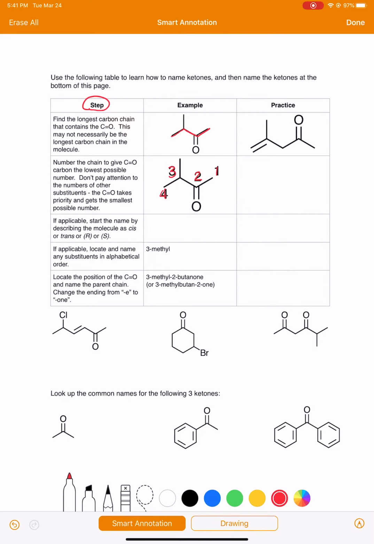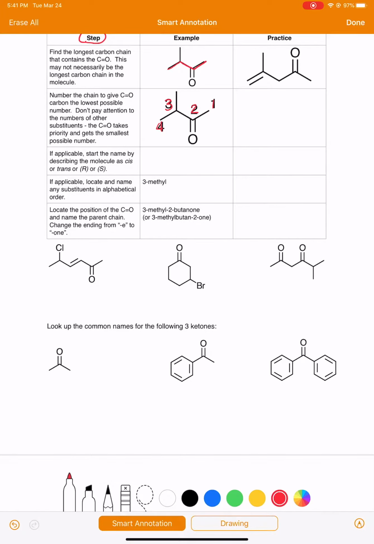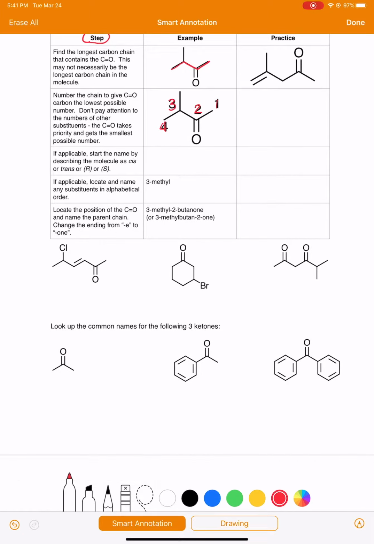For this particular example, we don't have any stereochemistry, so we skip that step and go straight to the substituent, a methyl on carbon number 3. To name the ketone, we're going to base it off of the number of carbon atoms in the parent chain. This is a 4-carbon chain, so it's based off of butane. To express this as a ketone, we're going to drop the E and replace it with -one. So this is going to become butanone. Again, we're only dropping the E, butanone.